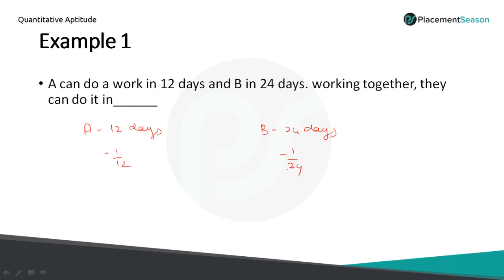So it means first day A and B are working together. So we have to add both of their one day work. So 1/12 plus 1/24. Take LCM and add, you will get 3/24, and simplify, you will get 1/8. So if they work together, their one day work will be 1/8. So in how many days will they complete the work? Just reciprocal. So they will complete the work in 8 days.